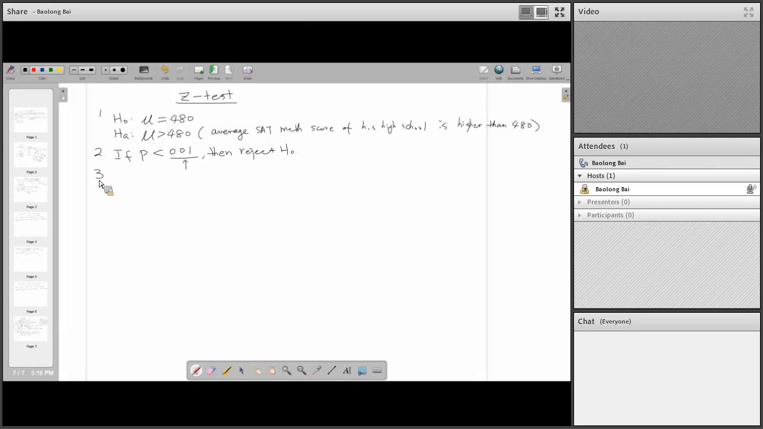Step 3, calculating test statistic and find p-value. The test statistic, we're doing a z-test, so that will be a z-statistic, and it can be calculated from the formula of x bar minus mu divided by sigma over square root of n. Then we need to find each of the measures here. What is x bar? What is mu? What is sigma? And what is n?